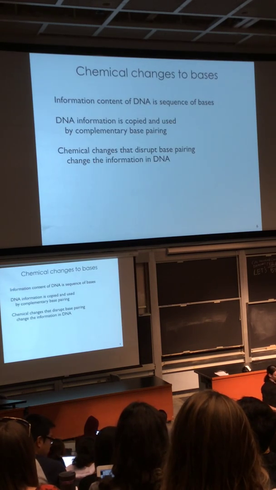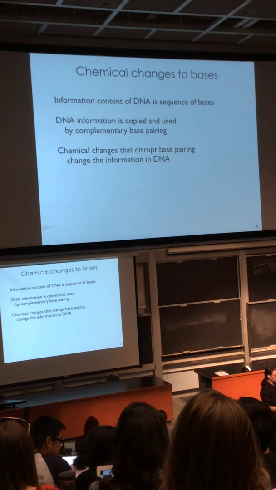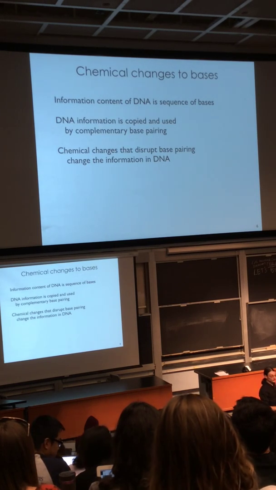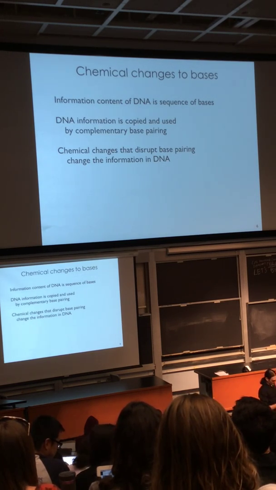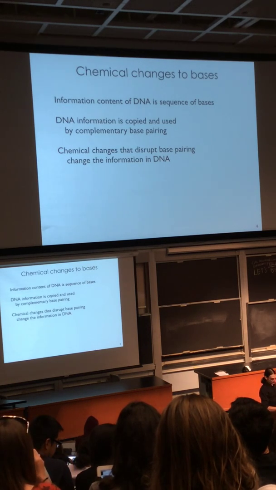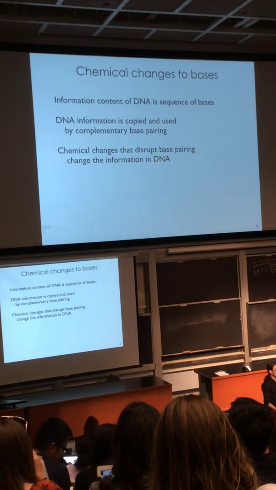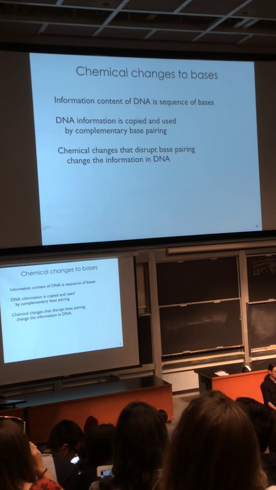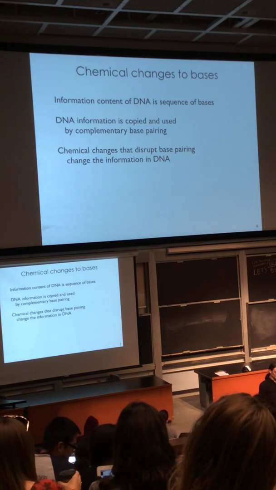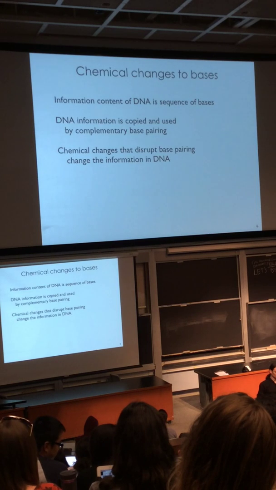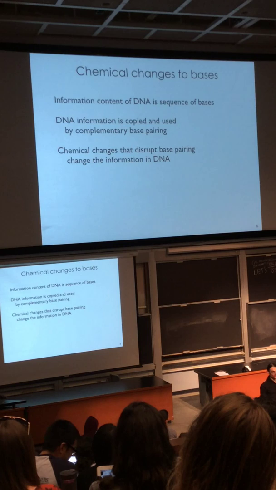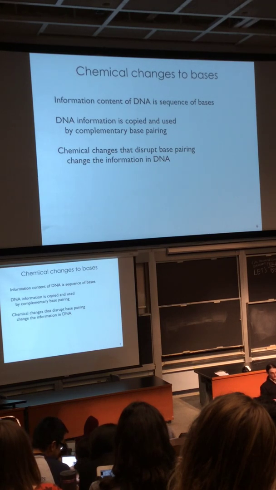And I guess the next thing I'd like to talk about is chemical changes that can happen to individual bases in DNA or RNA. To remind you, of course, the information content of DNA is the sequence of bases. And in almost all cases that we're going to talk about, that information is copied and read out by the cell by using complementary base pairing. So any changes to those bases that disrupt the way that it pairs will cause changes in the information in DNA. And if this is happening in the DNA, that effectively causes a mutation.